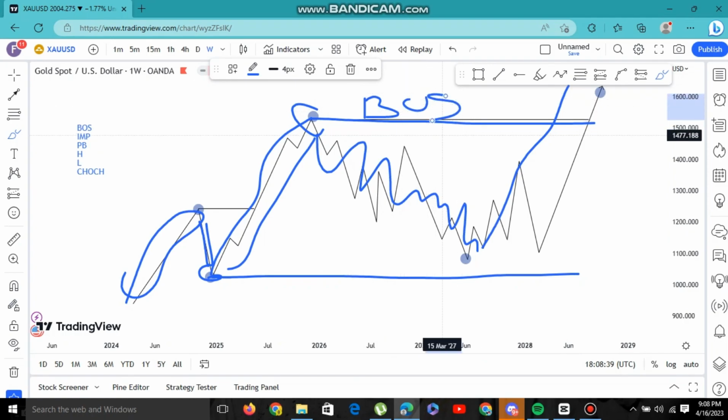Simple concept. But how do I know that this is a pullback? Let's get into greater detail here real quick.